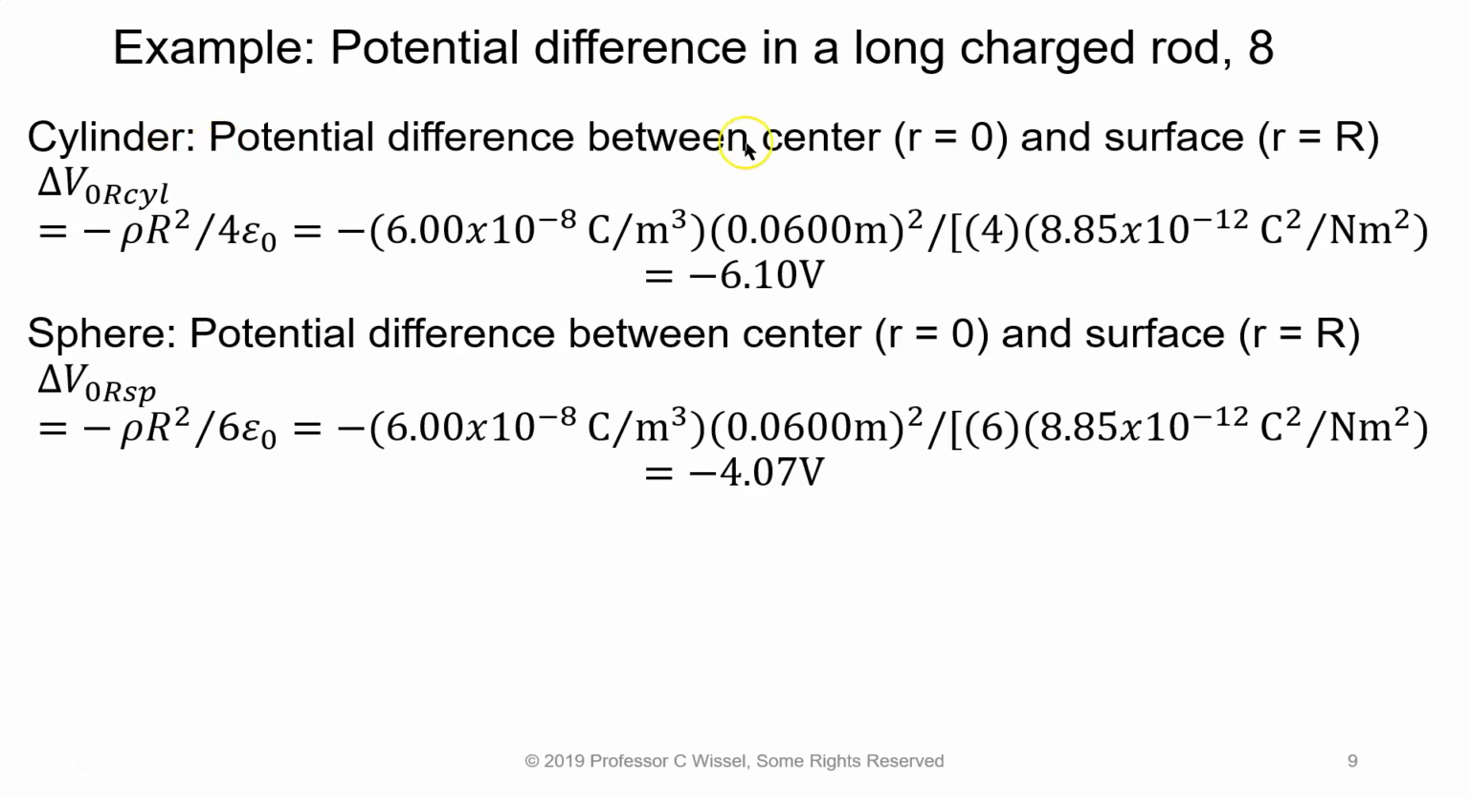The potential difference between the center at R equals 0 and the surface at R equals big R for a cylinder is minus 6.10 volts, and that's larger than what we got between A and B, because we're going over a bigger distance in the electric field. So yes, you're going to have a bigger potential drop. For the sphere, you wound up with something bigger than we got on the previous page. We went between the center and the surface, and we wound up with negative 4.07 volts. The difference between these is because this is spread out on a long line and this is balled up.